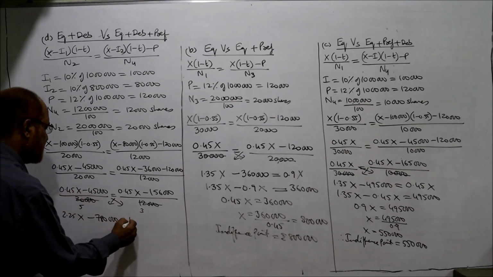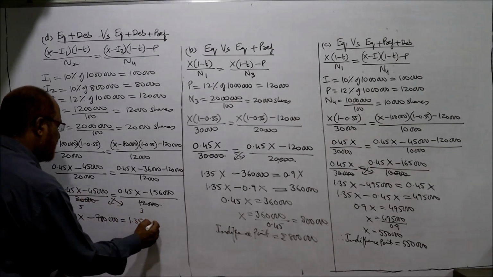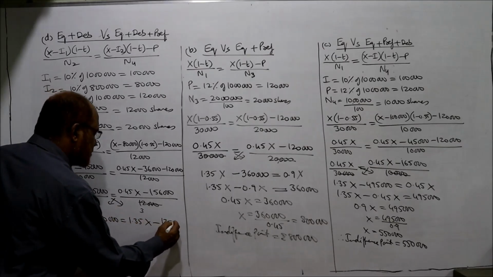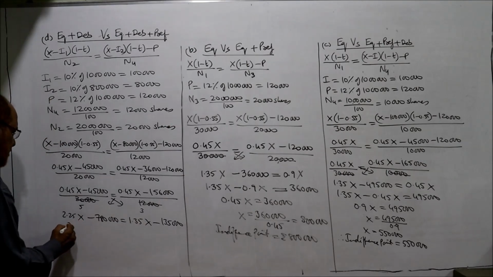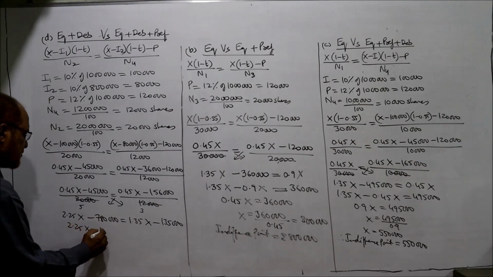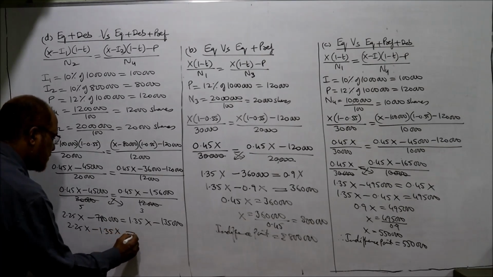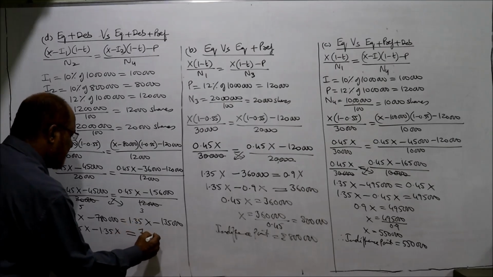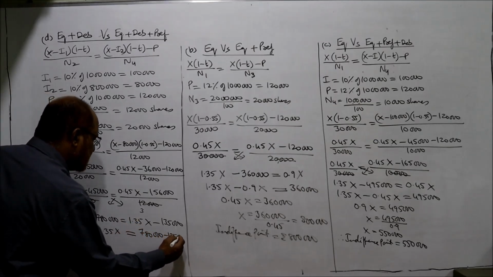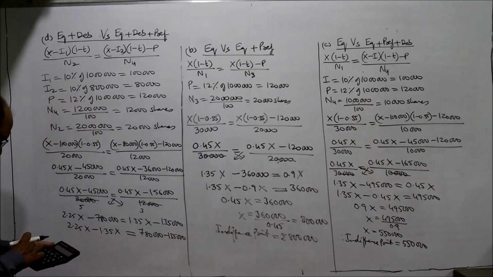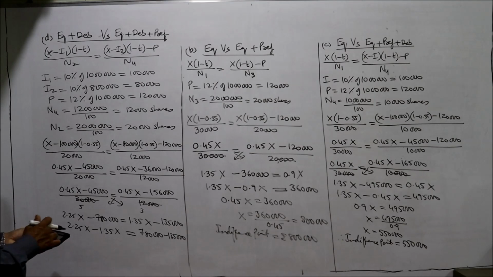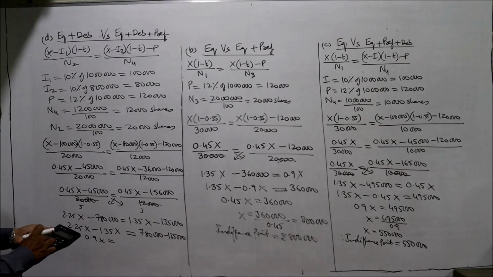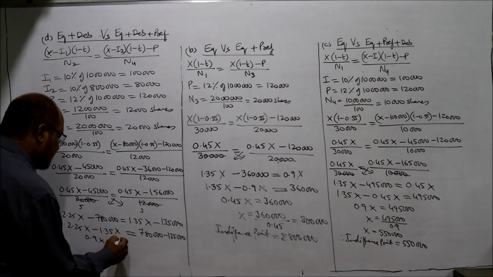3 into 0.45 is 1.35x minus 3 into 45,000. 45,000 into 3 is 1,35,000. Now I am bringing x on one side. So 2.25x minus 1.35x is equal to this 7,80,000. I am taking it on the right side, so it will become plus 7,80,000 minus 1,35,000. So 2.25 minus 1.35 is equal to 0.9x is equal to 7,80,000 minus 1,35,000, 6,45,000.